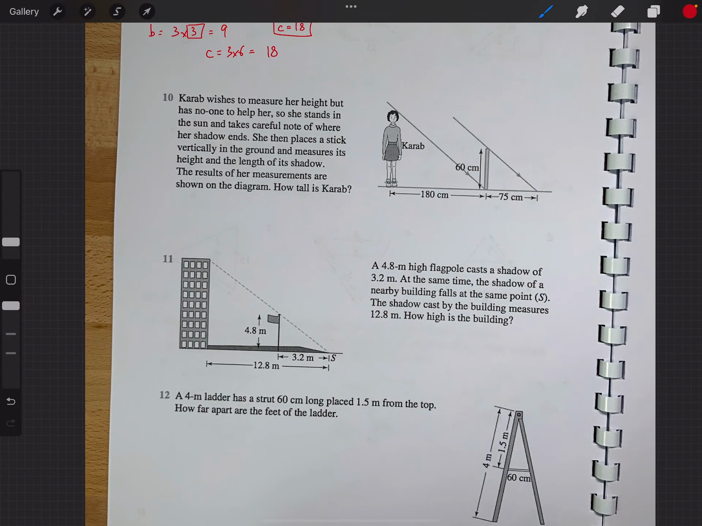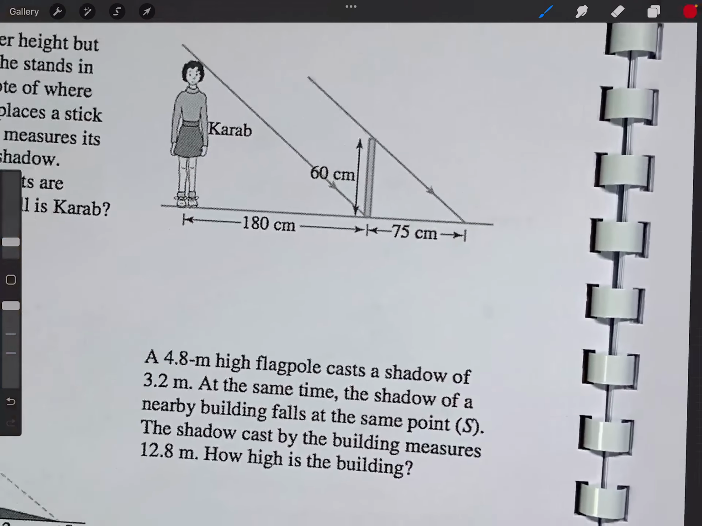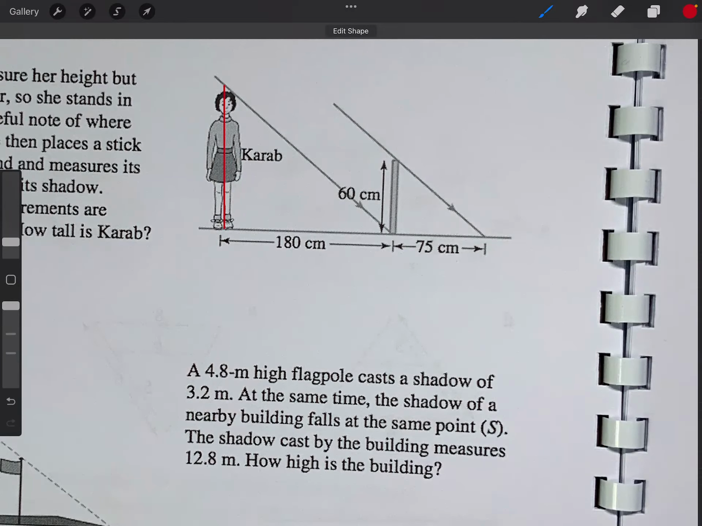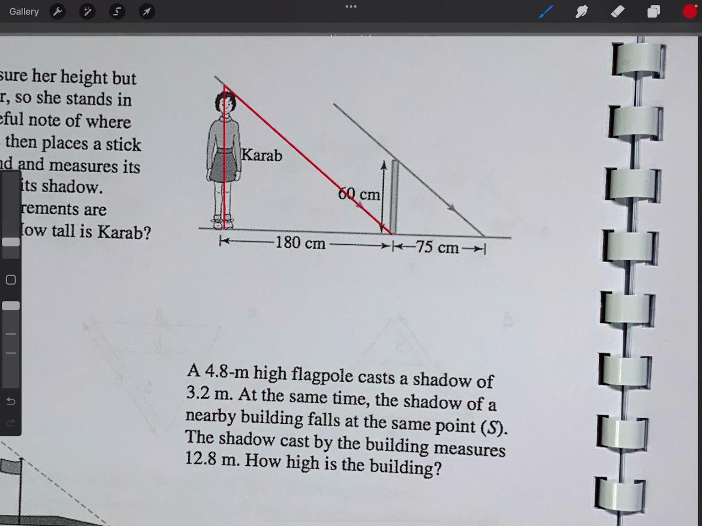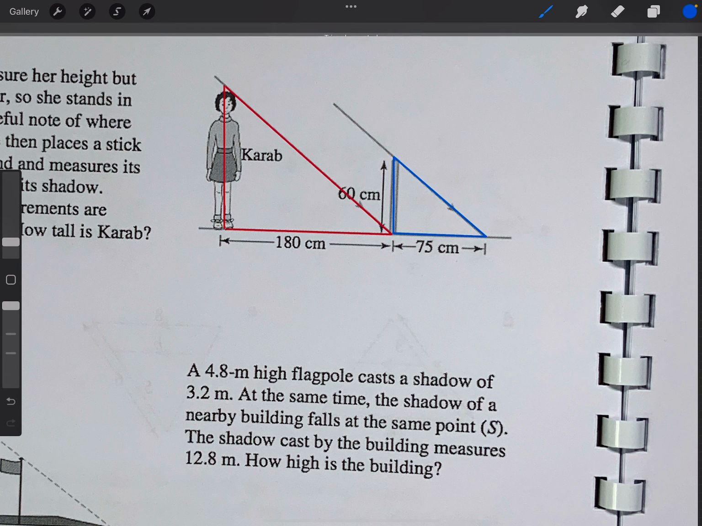Okay, Karab wishes to measure her height, but has no one to help her. So she stands in the sun and takes a careful note of where her shadow ends. She then places a stick vertically in the ground and measures its height and the length of its shadow. The results of her measurements are shown on the diagram. How tall is Karab? Okay, so we're going to use similar triangles. You can see here that we have a similar triangle. So we have this triangle here, versus this triangle here. There you go.